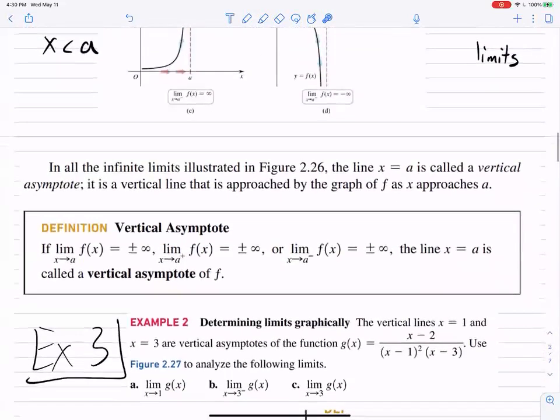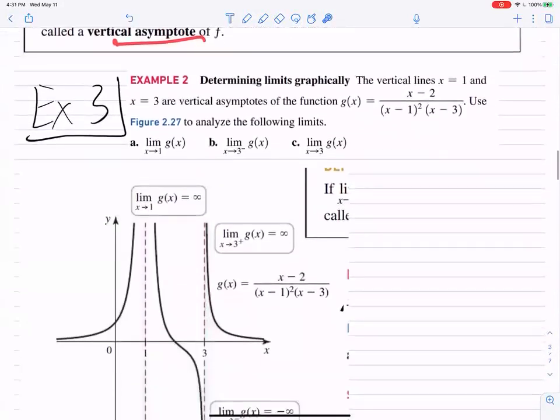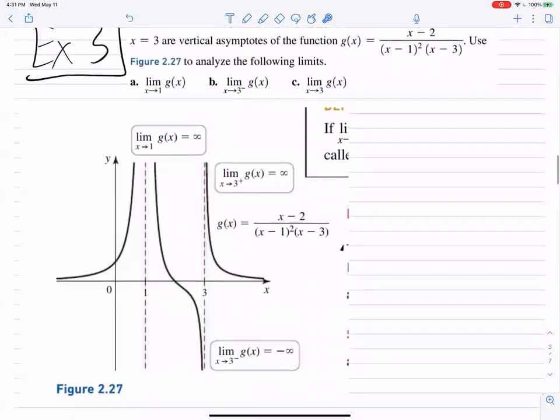I'm sure a lot of you have heard about vertical asymptotes. The definition of a vertical asymptote is: if any of the limits, either the two-sided or one-sided limits, go to plus or minus infinity, then that x value is called a vertical asymptote of f. Let's say we have this graph and we want to figure out where all the vertical asymptotes are, and we want to analyze these limits.